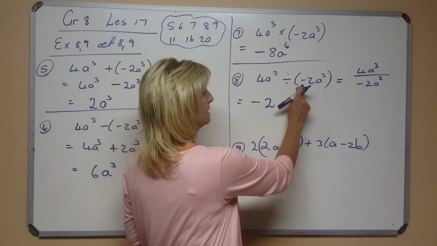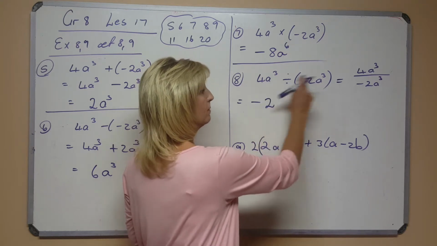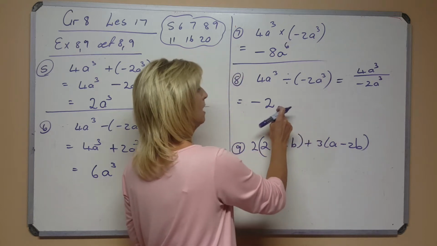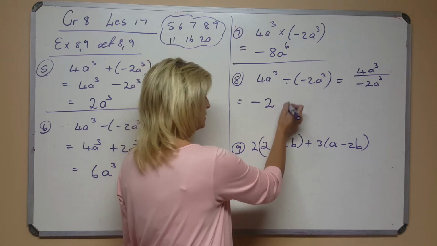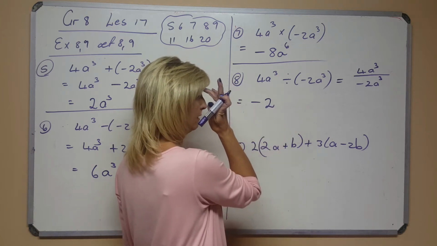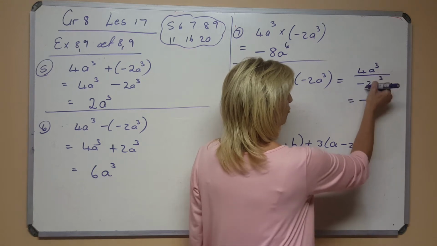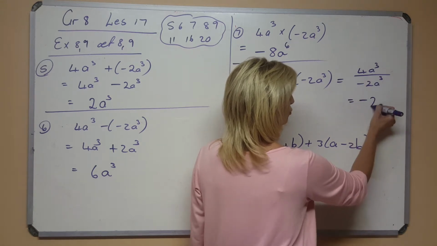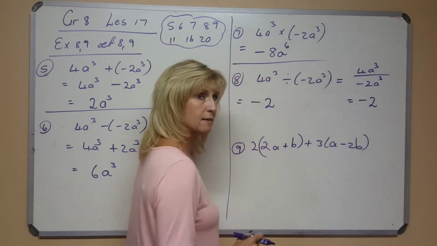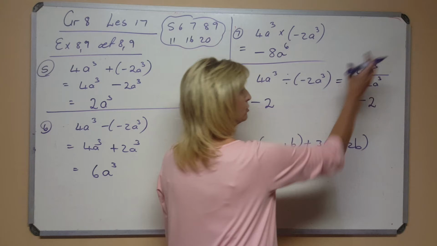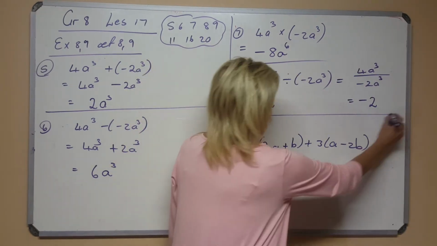As jy gesê het, plus gedeel deur 'n min is 'n min. 4 gedeel deur 2 is 2. A tot die mag 3 gedeel deur a tot die 3. Hou die a, trek af, die 3 minus 3 is a tot die 0. Maar jy los nie a tot die 0 daar nie, jy moet dit verder vat. If you did it this way, plus divided by a minus is a minus. 4 divided by 2 is 2, and the a to the 3's cancel out, so you're left with exactly the same answer. Personally, I like to write it in fraction form so you can divide easier or nicer.